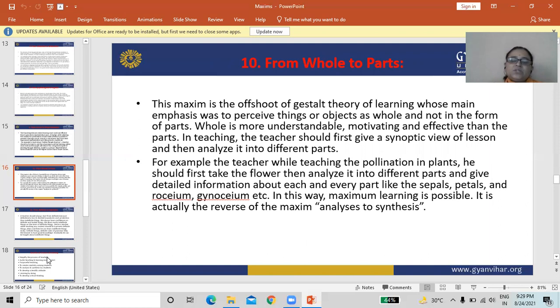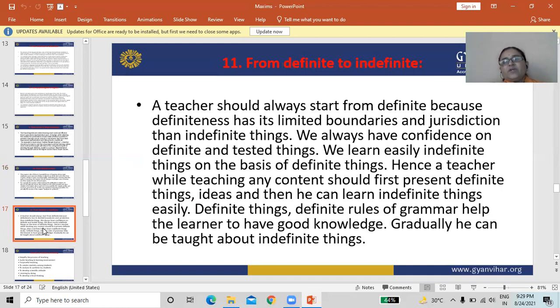It is actually the reverse of the maxim analyzed to synthesized. From definite to indefinite. A teacher should always start with definite because definite matter has its limited boundaries and jurisdiction than indefinite things.